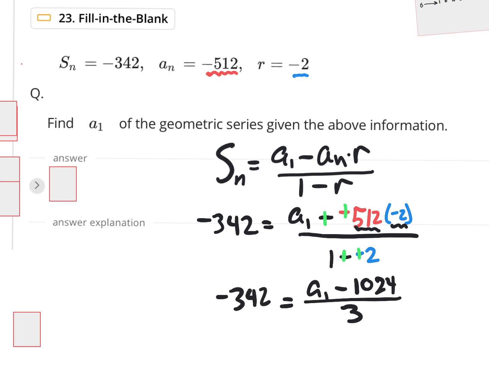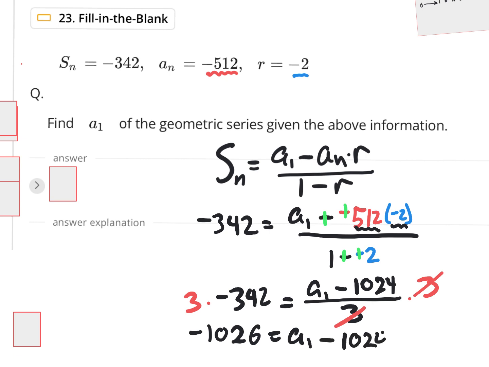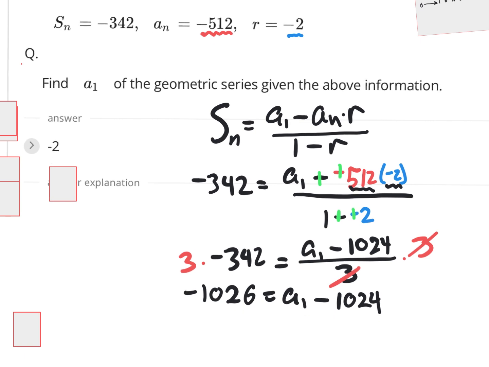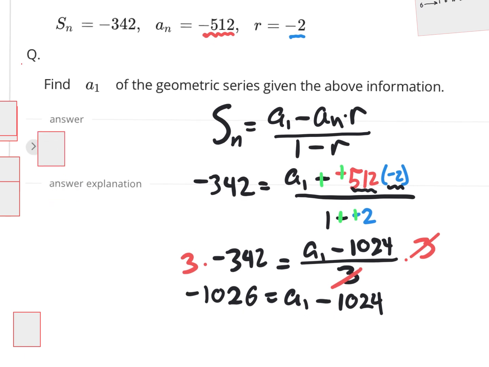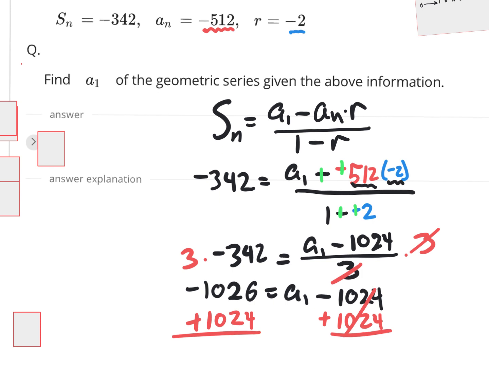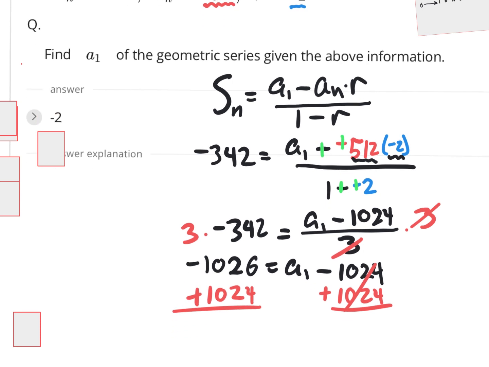So let's solve for a sub 1. Multiply it by 3. That'll cancel out. Multiply it by 3. The answer is negative 1026. Negative 1026 equals a sub 1 minus 1,024. So our final step on this problem, you saw the answer already, will be to add 1,024. So negative 1,026 plus 1,024, that is a sub 1 equaling negative 2.